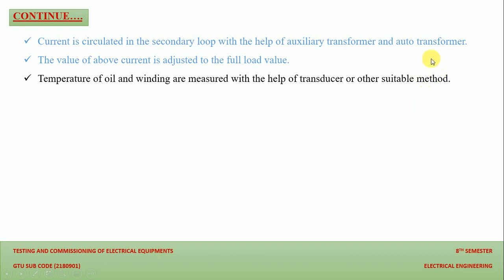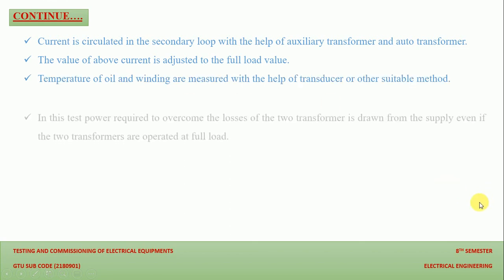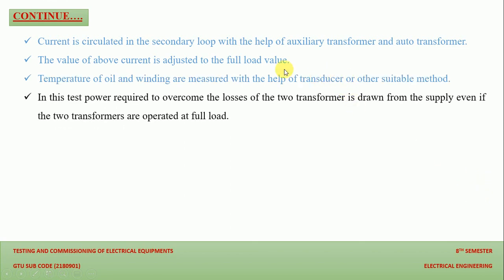Over here we have a closed tank, so we cannot use a thermometer. Generally we use a temperature gauge, in which we have different transducer devices. A transducer is a device which converts physical energy into electrical energy. So that transducer will measure the temperature in terms of electrical output. From that we can measure the inner temperature of the transformer.